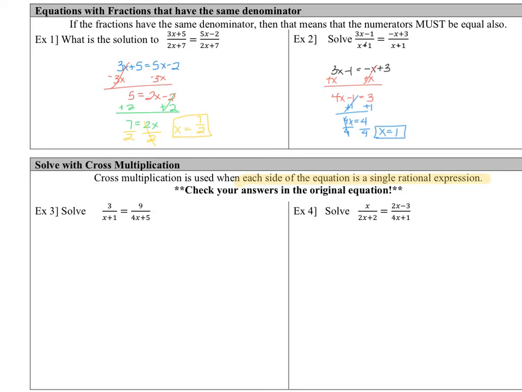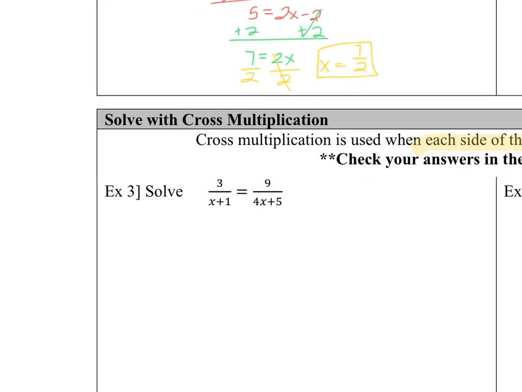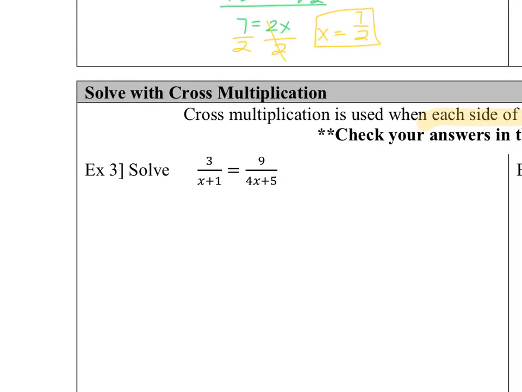So example number 3, we have 3 over x plus 1 equals 9 over 4x plus 5. What we have here is one fraction equaling another fraction. This is what we call a proportion. The way you guys solved proportions in 8th grade was you used what we call cross multiplication.